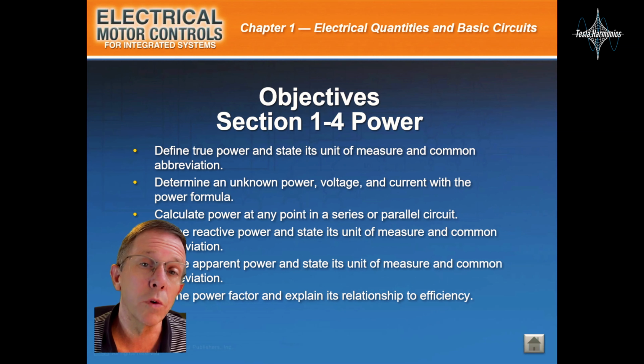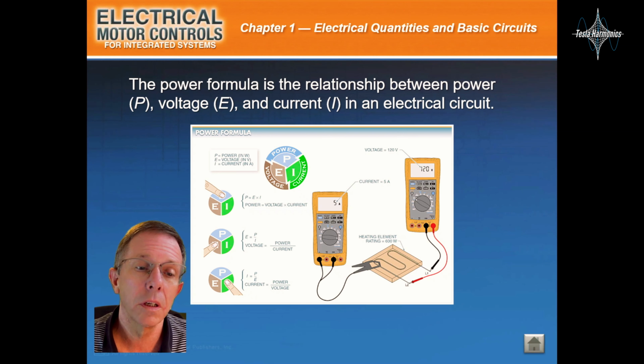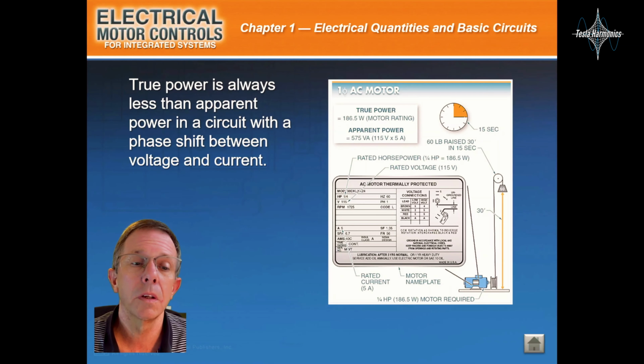This will be section 1.4, power. The power formula is the relationship between power, voltage, and current in an electrical circuit. True power is always less than apparent power in a circuit with a phase shift between voltage and current.